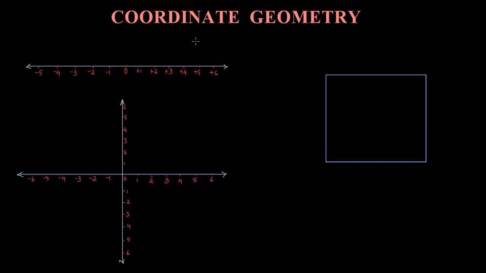Coordinate geometry is a branch of geometry where the position of a point on the plane is defined with the help of ordered numbers, also known as coordinates. Okay, so let us understand what that actually is. If I ask you to find the position of this point, let it be point A, you will simply say it is minus 2. Then if I ask you to find the position of this point B, you will say that the position of this point is plus 4.